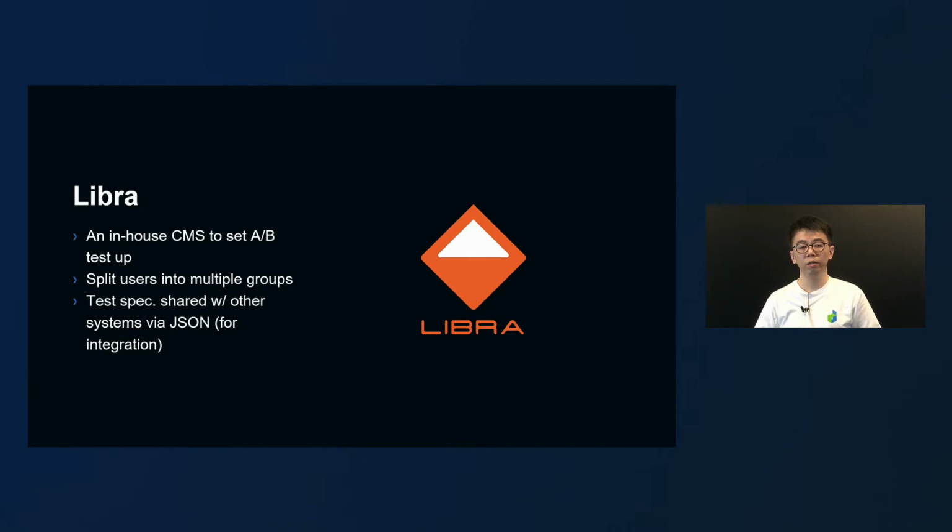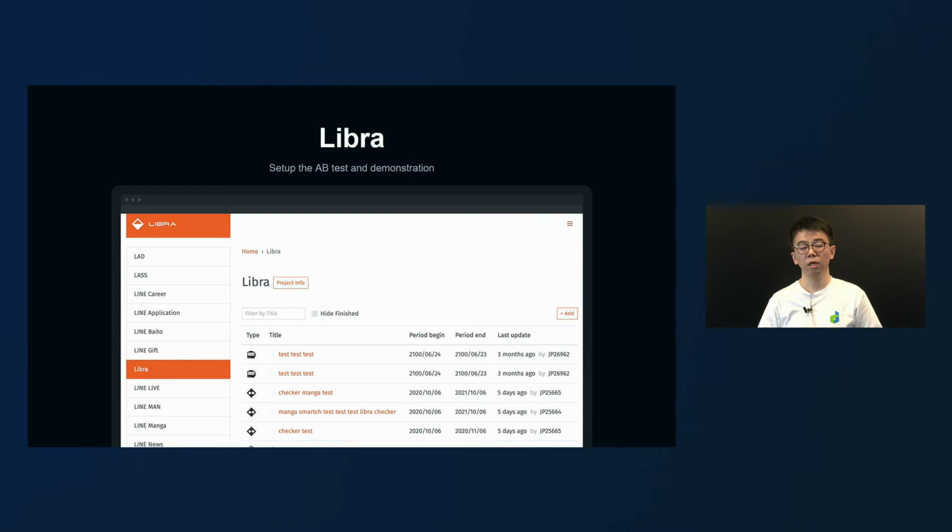Now, Libra itself. This is the contents management system to support A/B test setup. Based on the set rule base, all of Line's users will be divided into test groups, and those groupings and the other required A/B test set items will be fed or coordinated with the server-side system in the form of JSON.